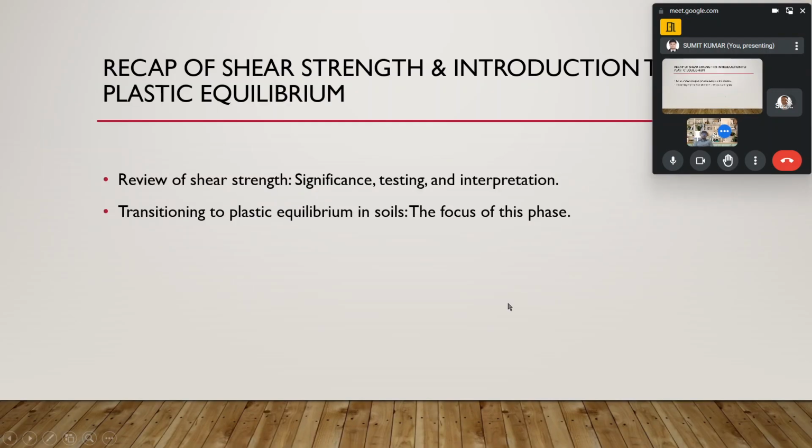Okay. When we talk about the recap of the shear strength and the introduction of plastic equilibrium, we have a very clear idea about that. We have understood the value of shear strength. We have understood the value of the different sections over there.